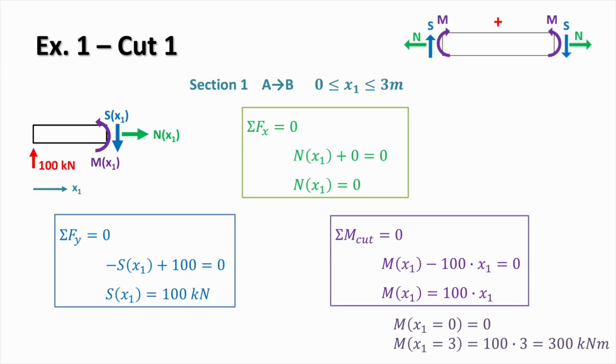We can now evaluate the bending moment at the boundaries of the region. So at point A, where x1 equals 0, and at point B, when x1 equals 3. So at point A, we get 0, and at the point when x1 equals 3, we get 100 times 3, which gives us 300 kilonewton meters. So from the region from A to B, we can see that the axial force is 0, the shear force is a constant at 100 kilonewtons, and the bending moment varies linearly. These values can now be added directly to the internal force diagrams before we move on to the next region.